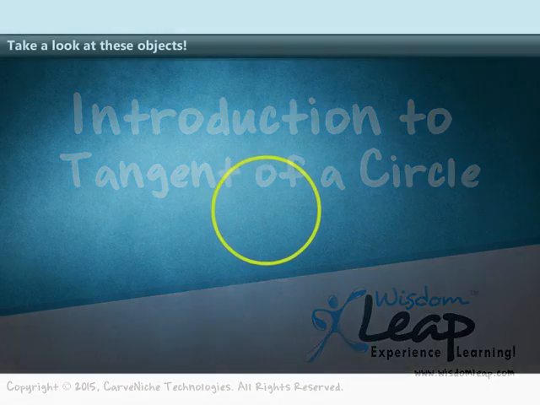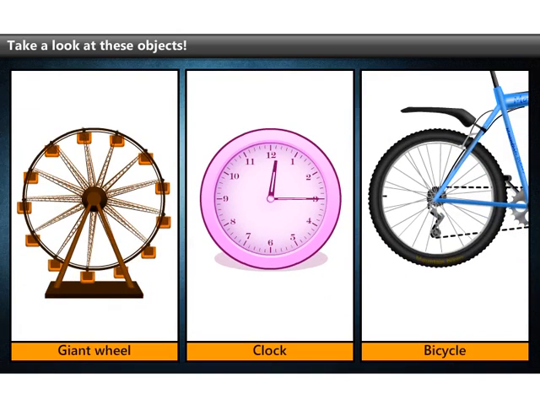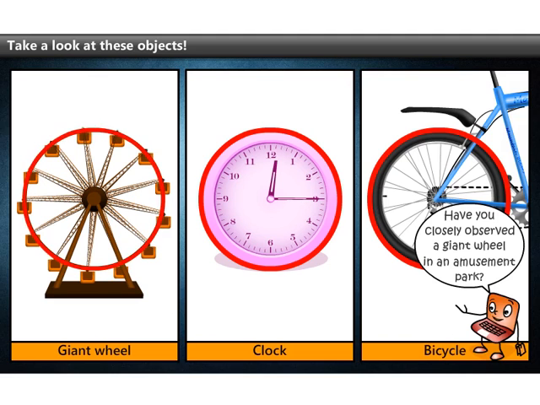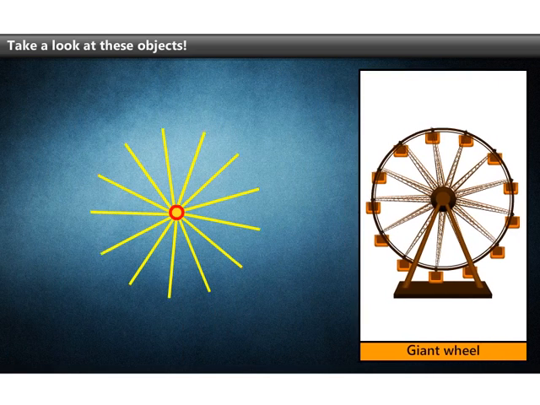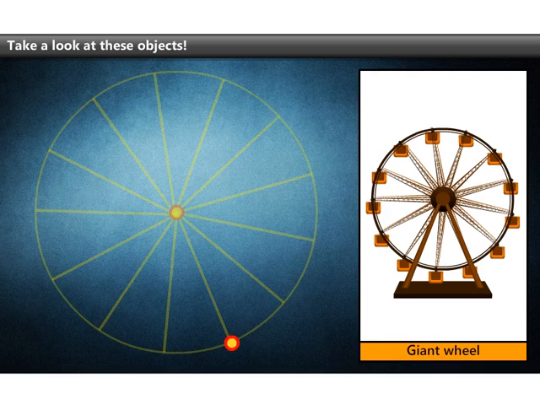In our daily life, we have come across circular shapes in a giant wheel, a clock, and a bicycle. The outer frames of a giant wheel, clock, and bicycle represent a circle. Have you closely observed a giant wheel in an amusement park? The passengers of the giant wheel represent a set of points in the plane which are equidistant from a particular point. The passengers would be forming a large circle around a fixed point.